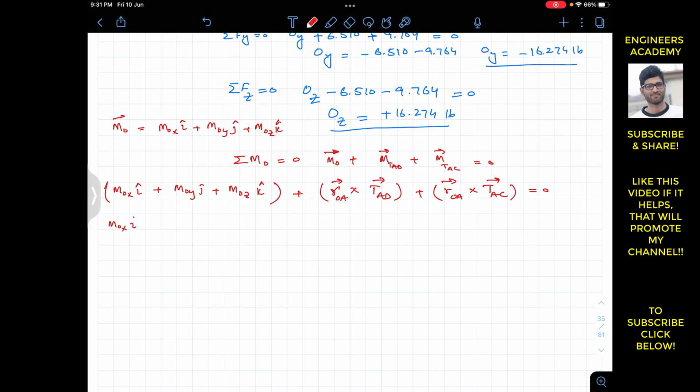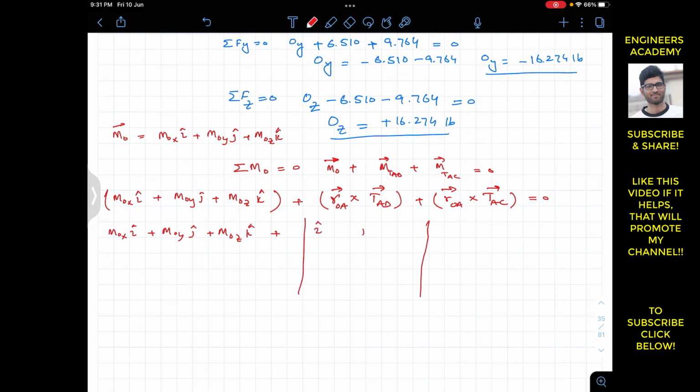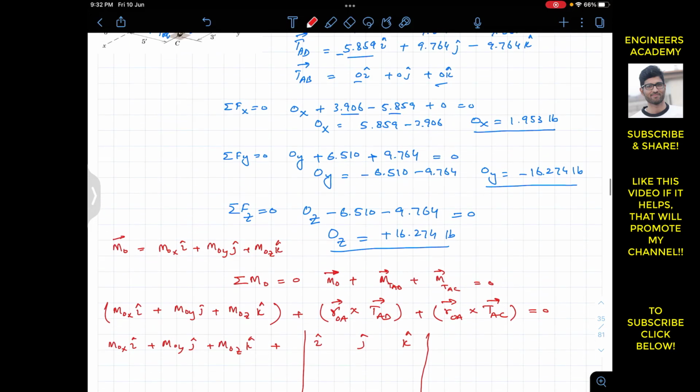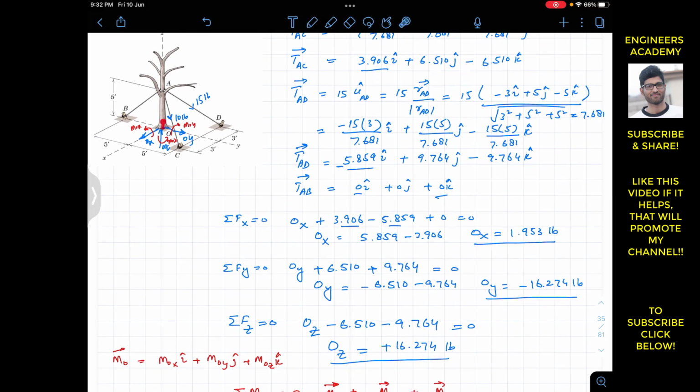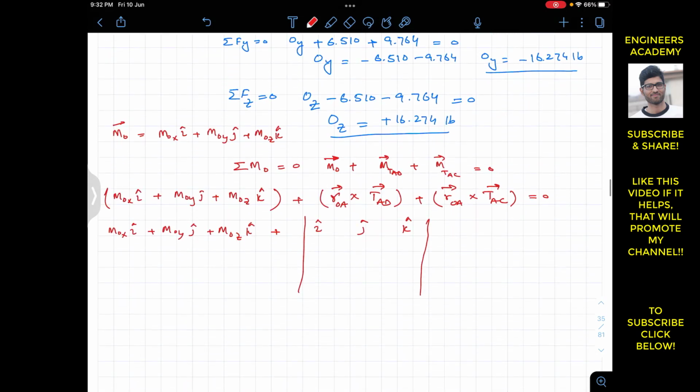So MOX i plus MOY j plus MOZ k. And then we have to find these moments. So this is i, j and k. And the position vector from O to A is plus 5k only, right? So let me write that the position vector from O to A, which is the moment arm for both the tensions, is 0i plus 0j plus 5k.